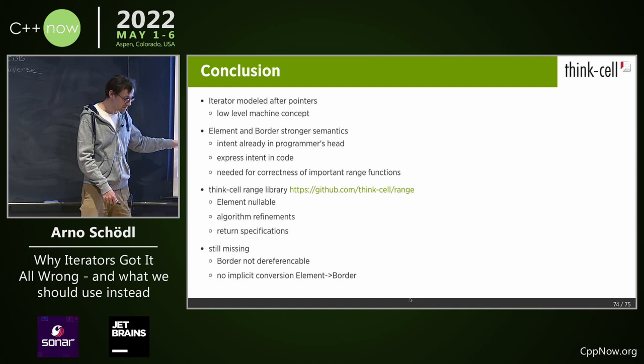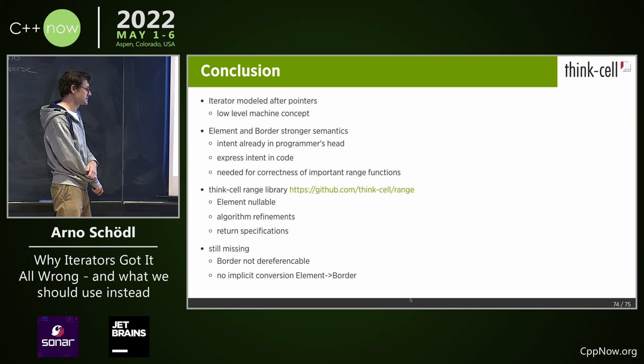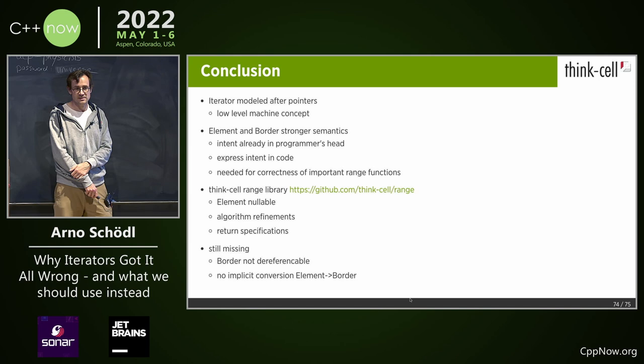The non-nullable border is still an iterator type-wise. We didn't wrap everything yet, so there still can be accidental conversions from element to border. We still have a little bit of a way to go to really tease these concepts apart, but we basically pretend already in the code that we have it and write our code accordingly.